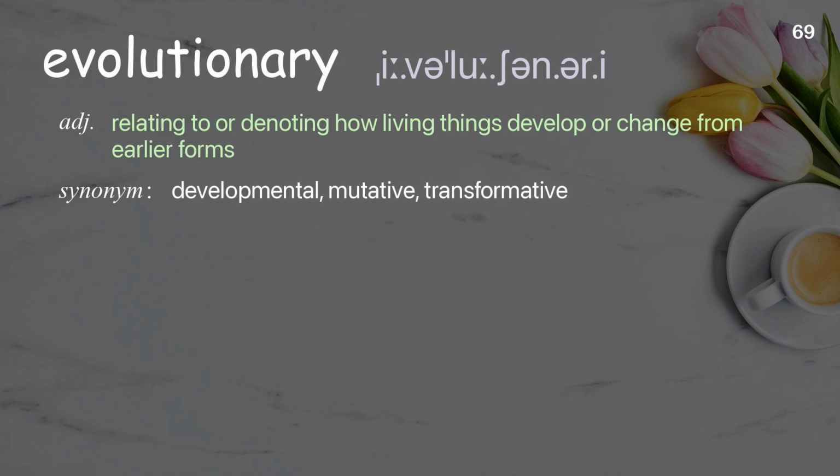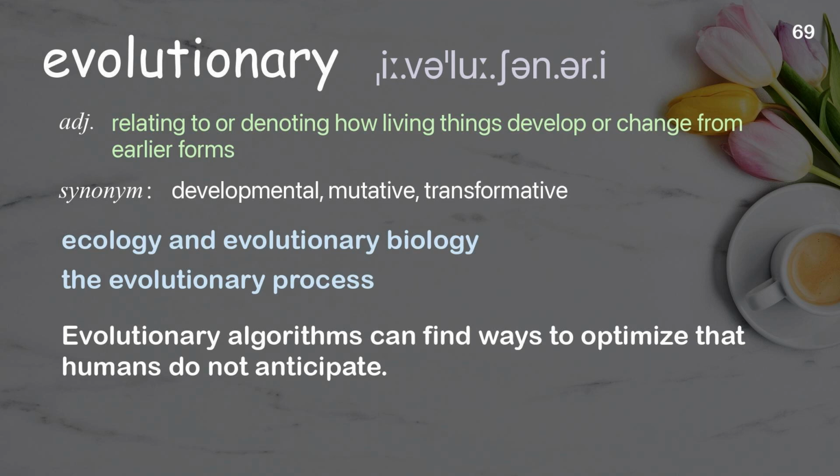Evolutionary. Relating to or denoting how living things develop or change from earlier forms. Examples: Ecology and evolutionary biology. The evolutionary process. Evolutionary algorithms can find ways to optimize that humans do not anticipate.